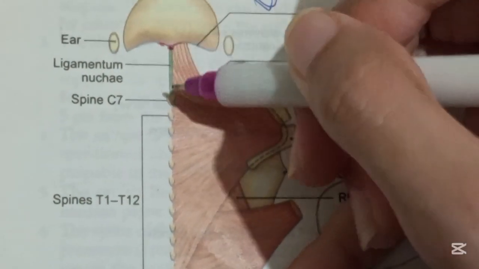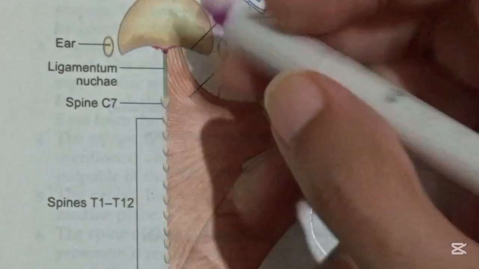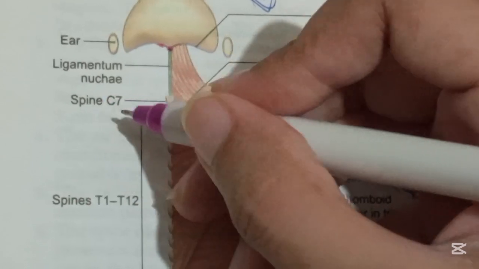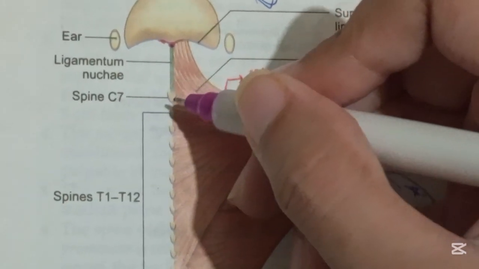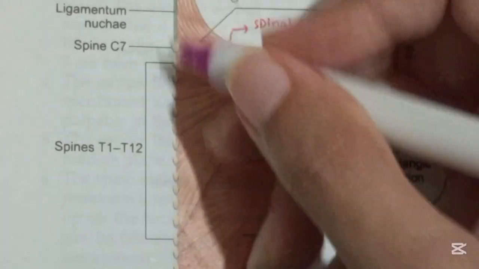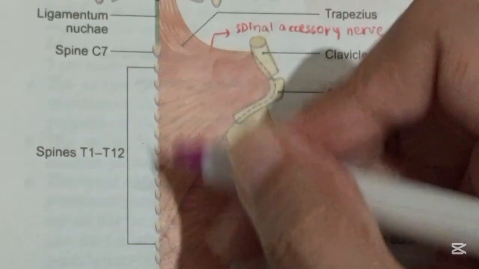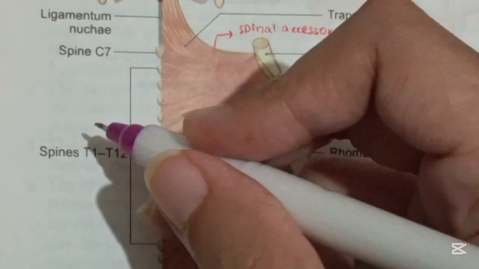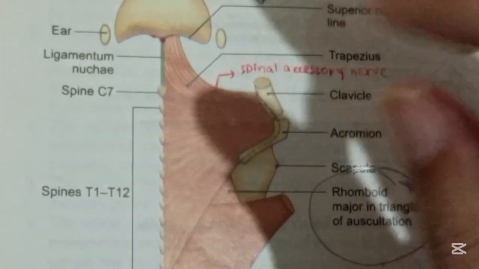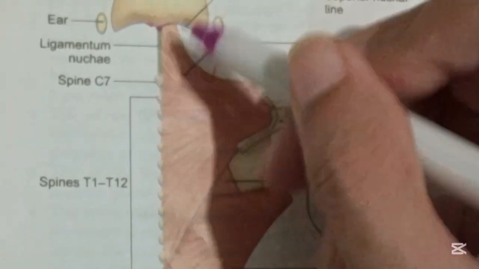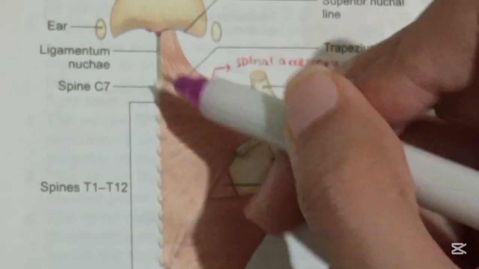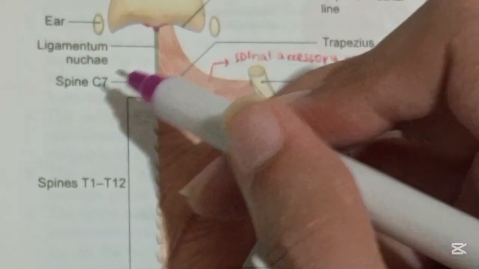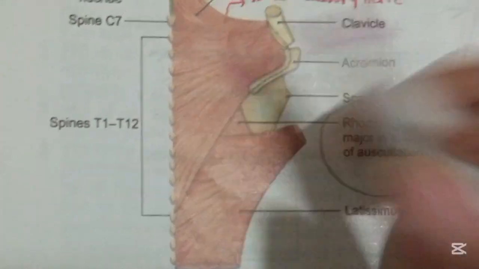This is your ligamentum nuchae, and it also originates from here and from the spines of the cervical vertebra from C7, covering the whole thoracic vertebra, spines of thoracic vertebra till the T12. So this is the origin of the trapezius muscle, from the medial 1/3 of the superior nuchal line, external occipital protuberance, ligamentum nuchae, spine of C7 to T12.